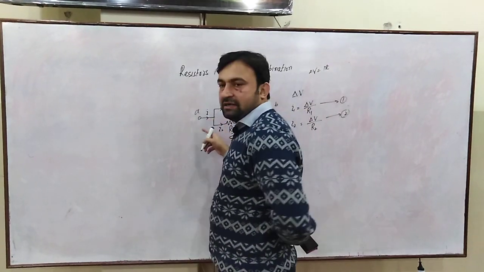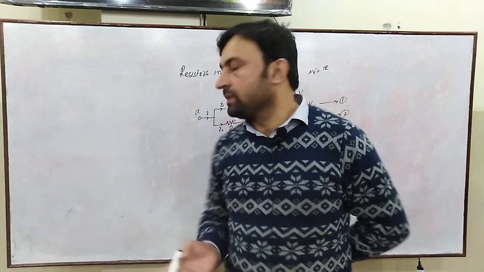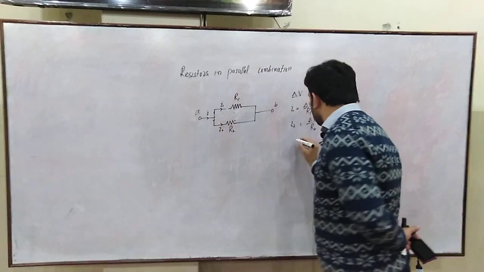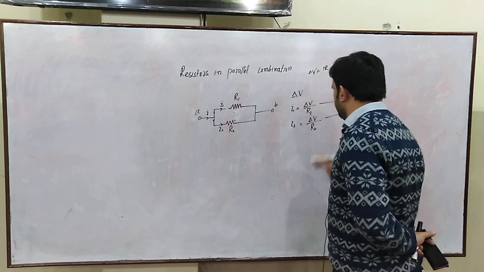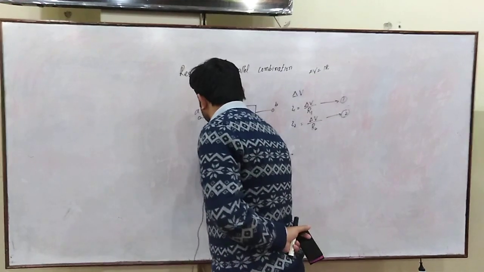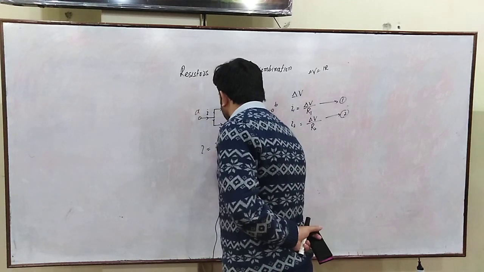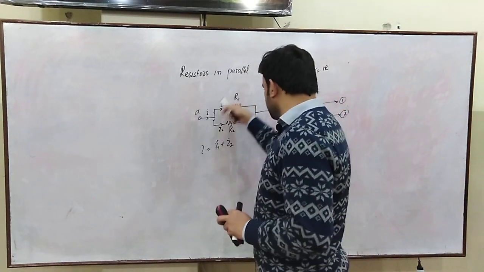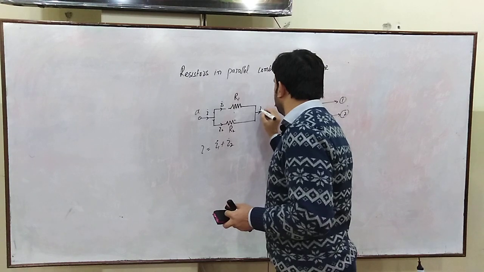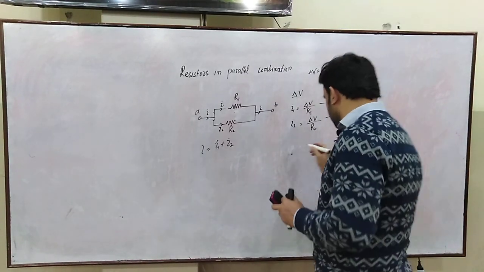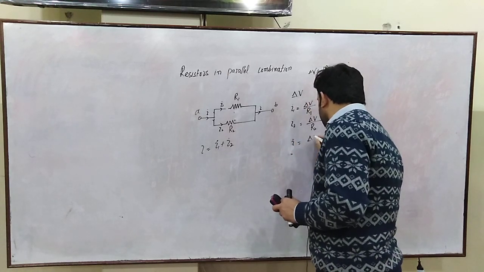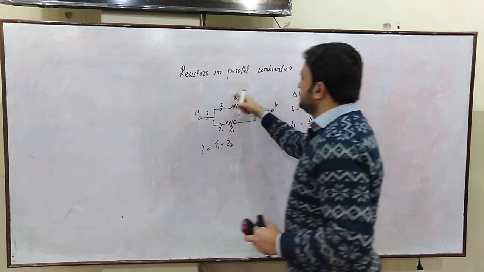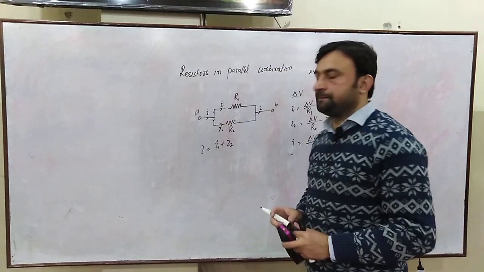You can see here the total current is I, which divides into two parts, I1 and I2. So I can say that the total current I is divided into I1 and I2. Moreover, the total current through this circuit, I, I can write as the potential difference across the terminals A and B, divided by R equivalent, which is the equivalent resistance of this circuit.